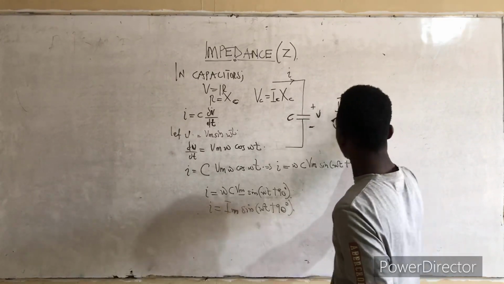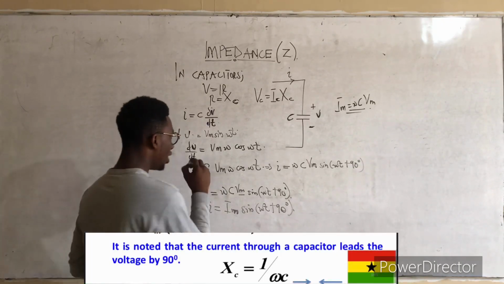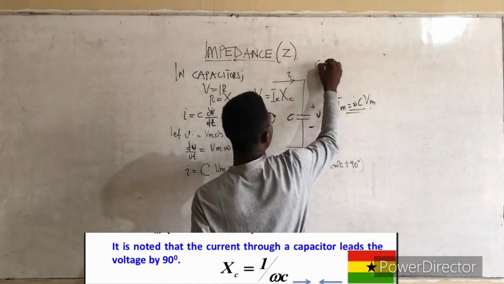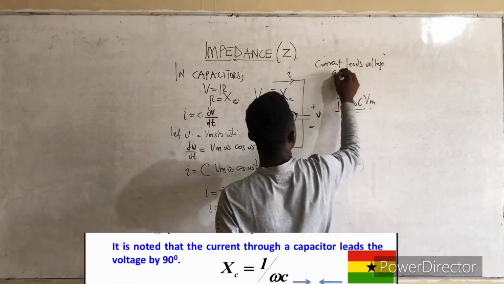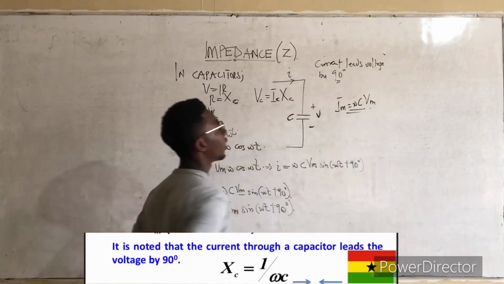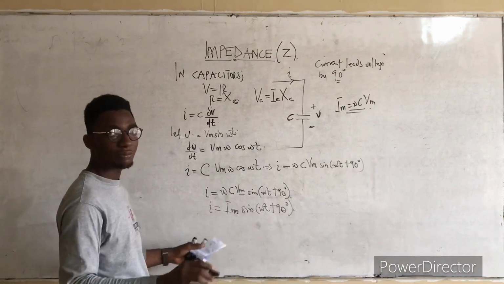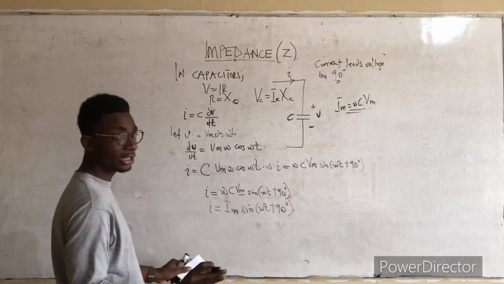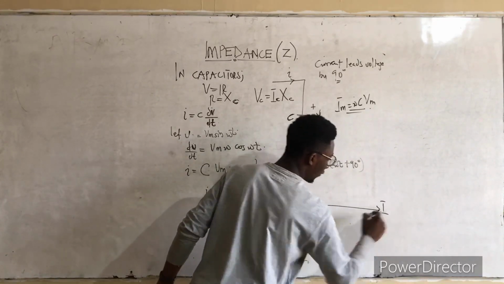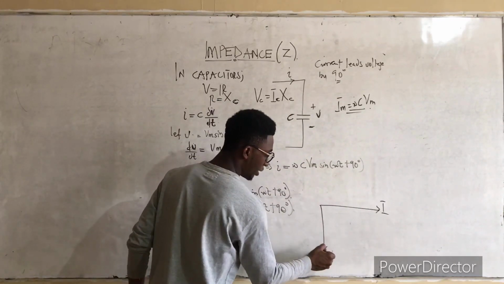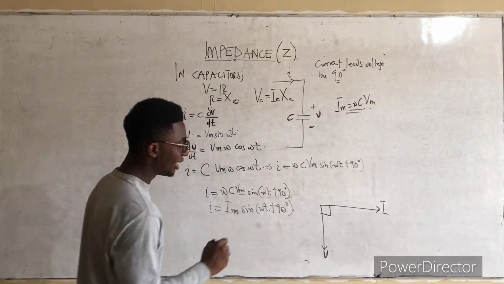A relationship you are supposed to know here is that for capacitors, current always leads voltage by 90 degrees. No matter what is happening, for capacitors, current is always leading voltage by 90 degrees. So if you have current here for a capacitor, then voltage will be here. In other words, the voltage is lagging the current. So current is always leading voltage by 90 degrees in a capacitor.